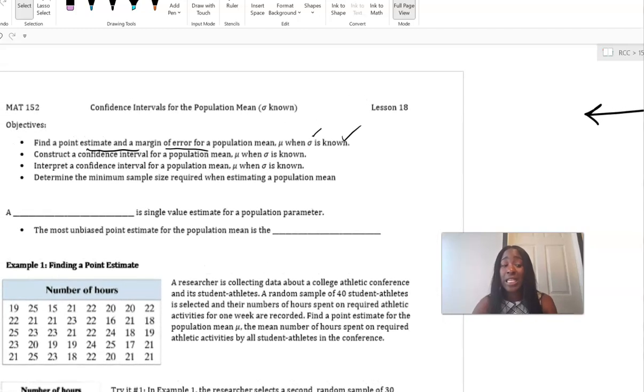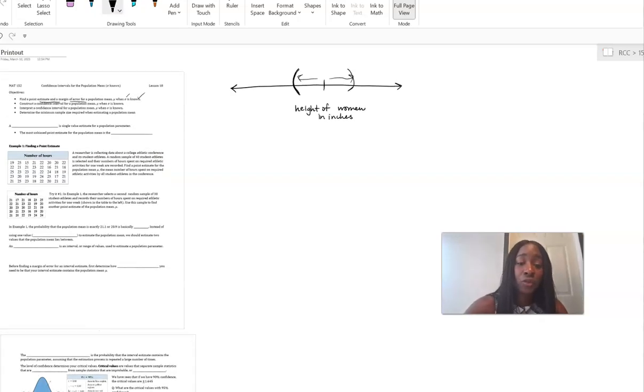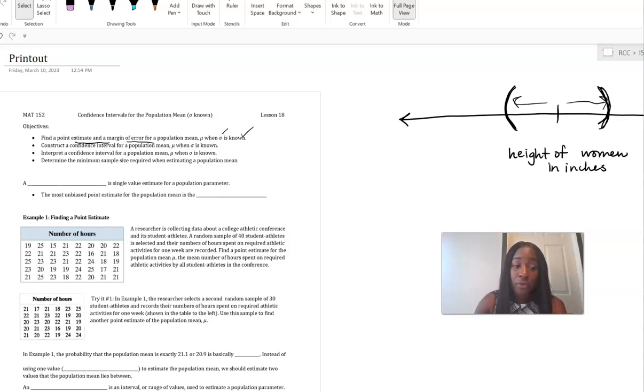Once we know those things, we want to be able to construct the confidence interval. So we want to be able to write the interval of two numbers, an upper limit and a lower limit of where we think the population mean is between. And we also want to be able to interpret that interval.